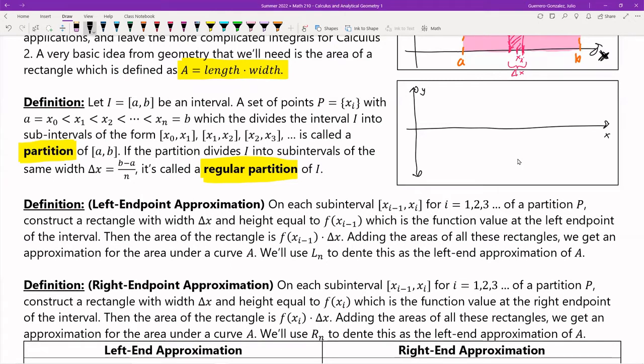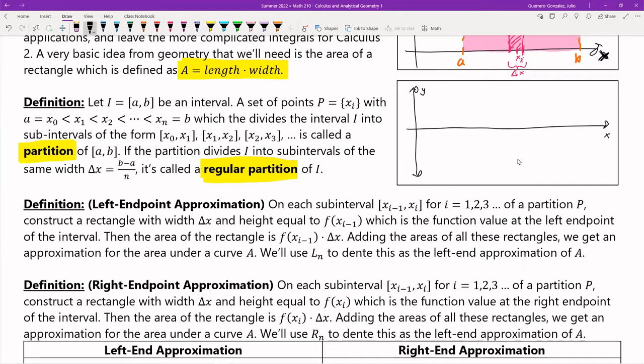And the I is sort of like an index, with A being the first one, B being the last one, and then a bunch of points in between. And that divides up my interval I into sub-intervals from x0 to x1, x1 to x2, x2 to x3, x3 to x4, and so on and so forth. Anything that divides up your strip from A to B into smaller little intervals is what we call a partition.